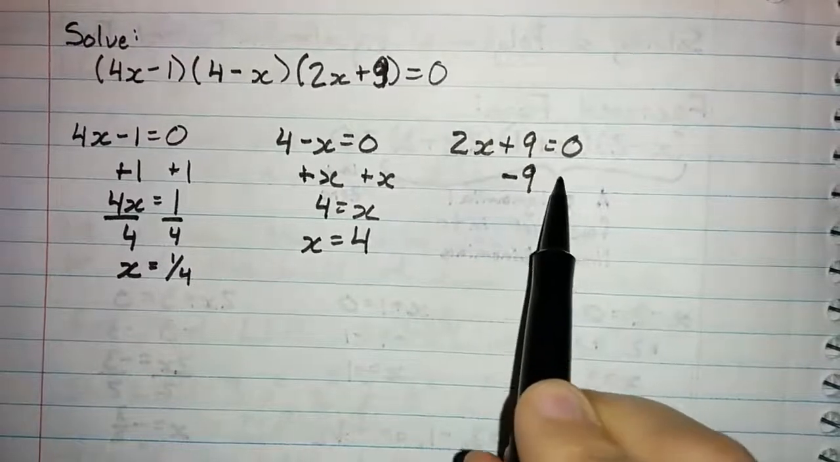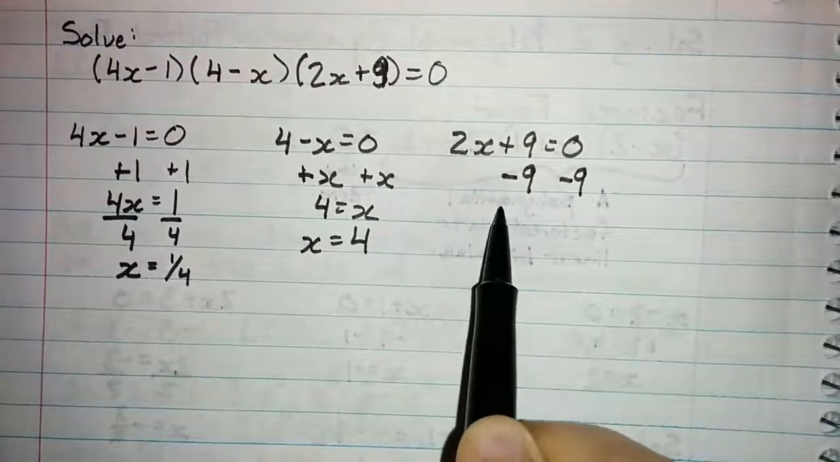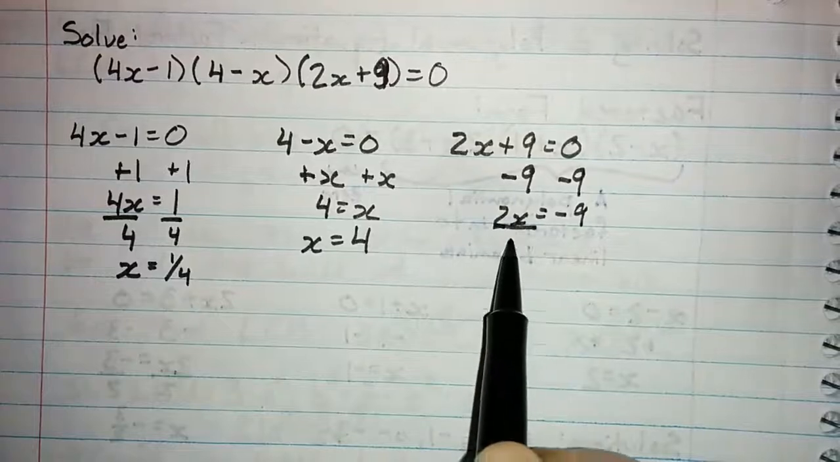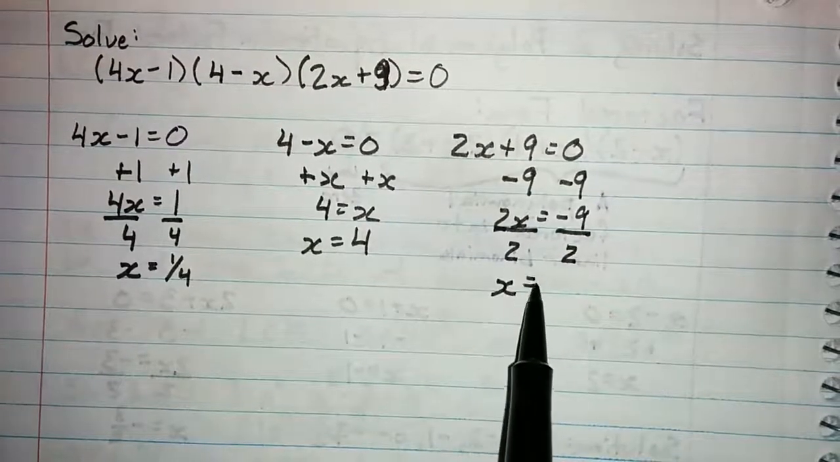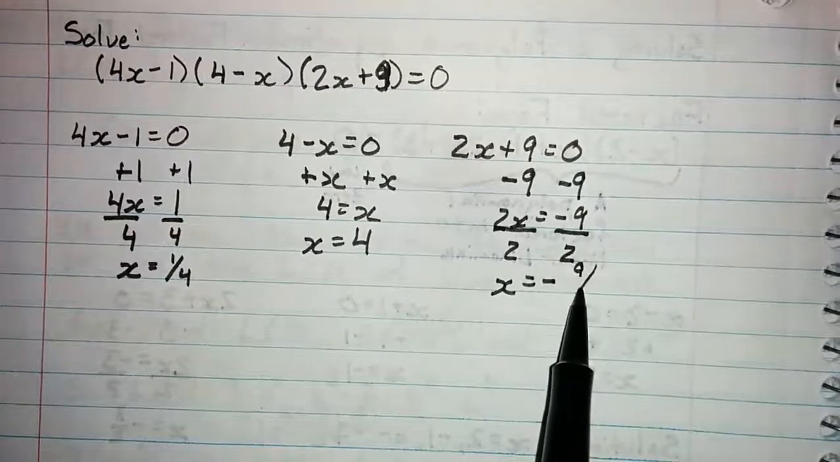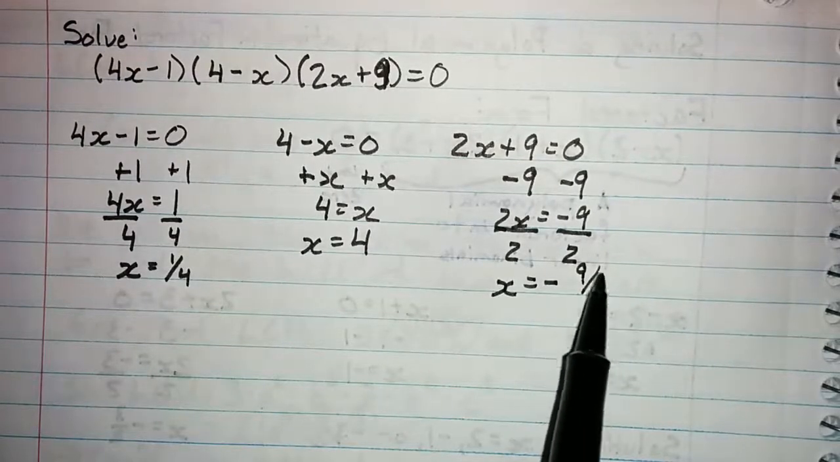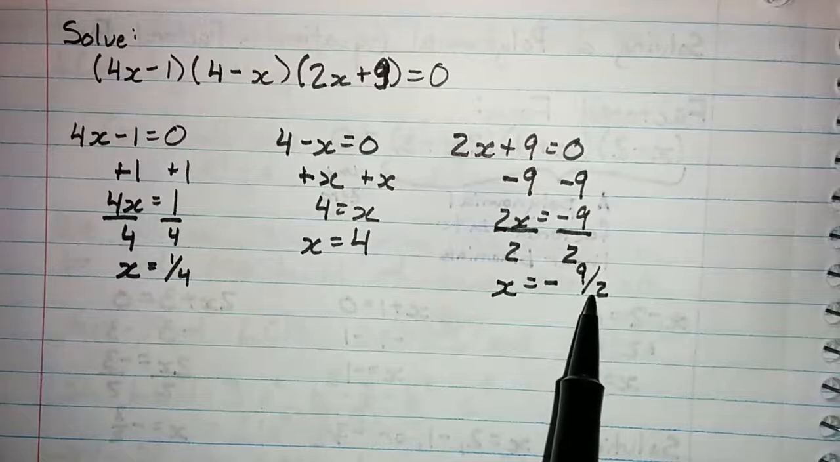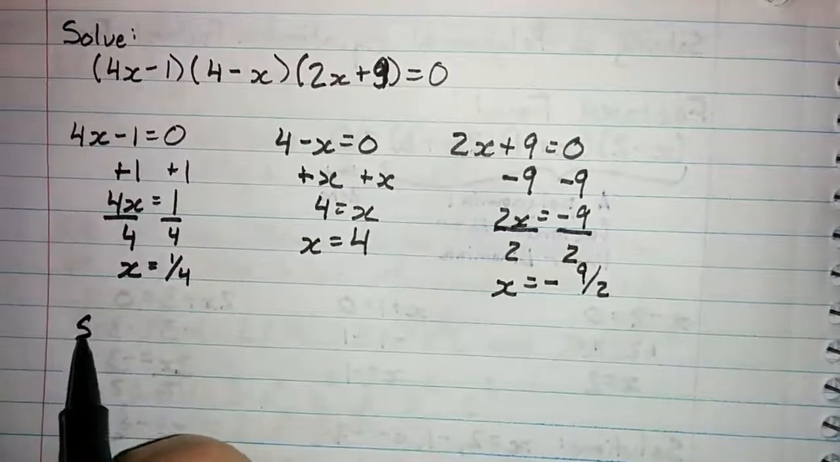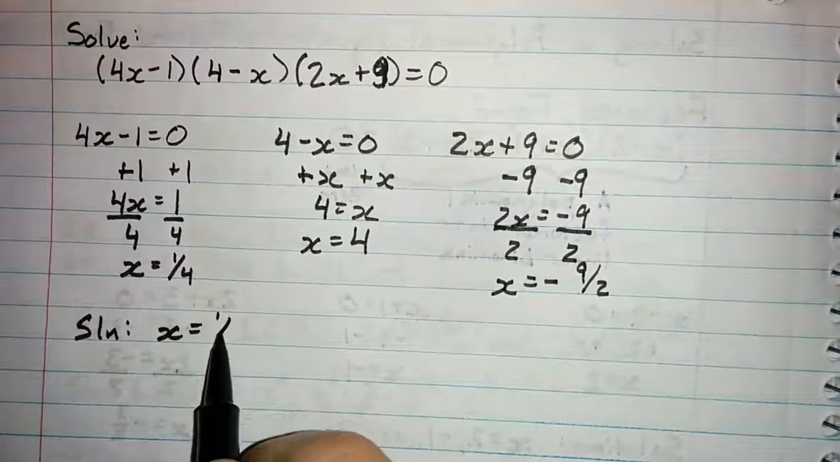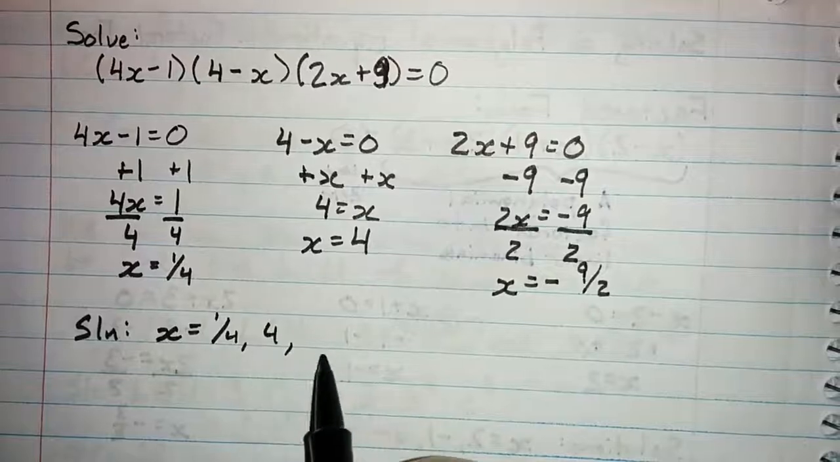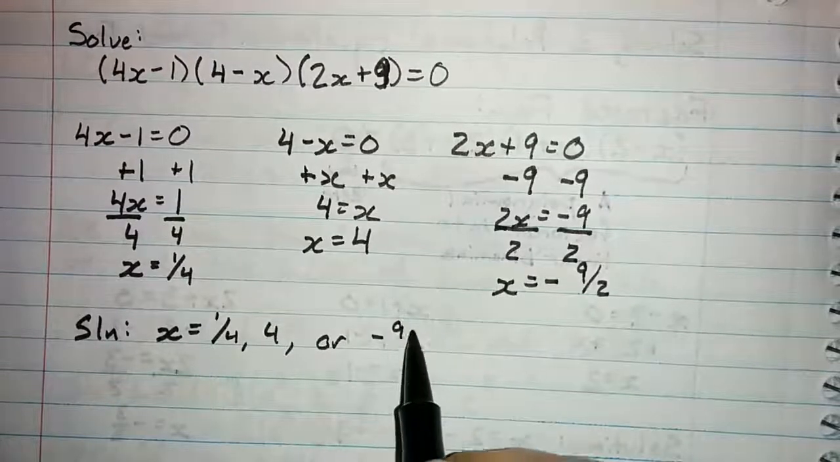Here we'll subtract 9 from both sides, divide both sides by 2, and we'll get x is negative 9/2. You can give this answer as a decimal or a mixed number if you really like. Our solutions then are x equals 1/4, 4, or negative 9/2.